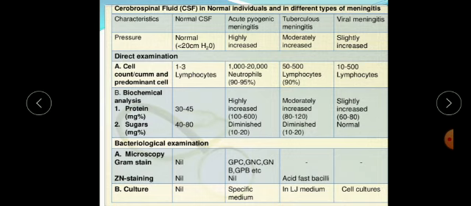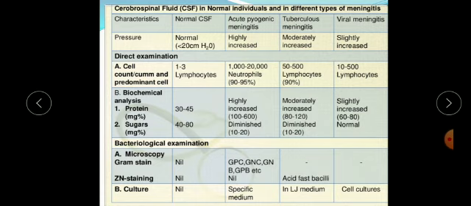Normal sugar level is 40 to 80 milligram percent, and it is drastically reduced in acute pyogenic meningitis because of the consumption by the bacteria, ranging from 10 to 20 milligram percent. Also reduced in tuberculous meningitis, but it is normal in case of viral meningitis. So normal sugar is indicative of viral meningitis.